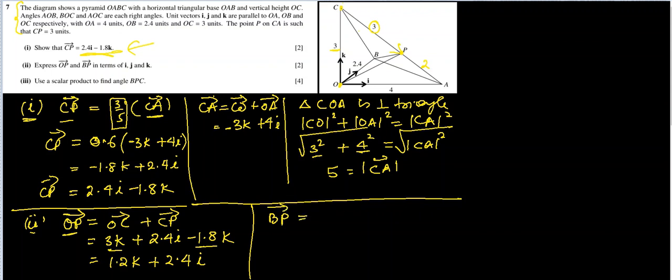So starting at B, this is B, and ending at P. I can't go directly BP, so I will go to O first, down this direction. So it will be BO, and then what we did earlier, OC plus CP. That's how we will reach from B to P. OC plus CP is OP, we already know this. So OP we will write as 1.2K plus 2.4I.